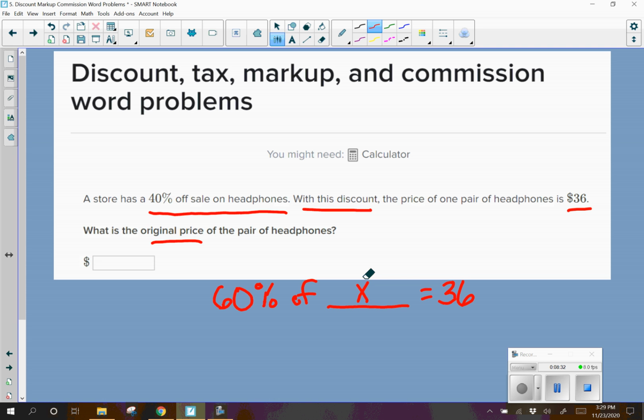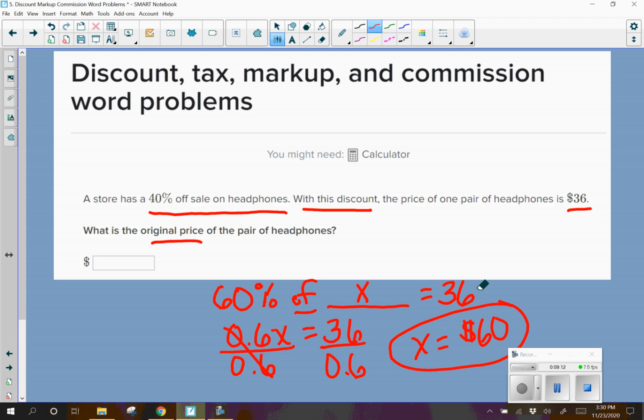We're trying to find 60% of X to equal $36. Well, 60% written as a decimal would be 0.6 or 0.60. Of means multiplication, and we're using X as our variable. And hopefully we remember this from when we did equations. In order to get X by itself, we do the inverse operation. This is multiplication. So we're going to do the opposite, which is division. On your calculators, go ahead and divide 36 by 0.6. And that gives you your original price, which is $60.